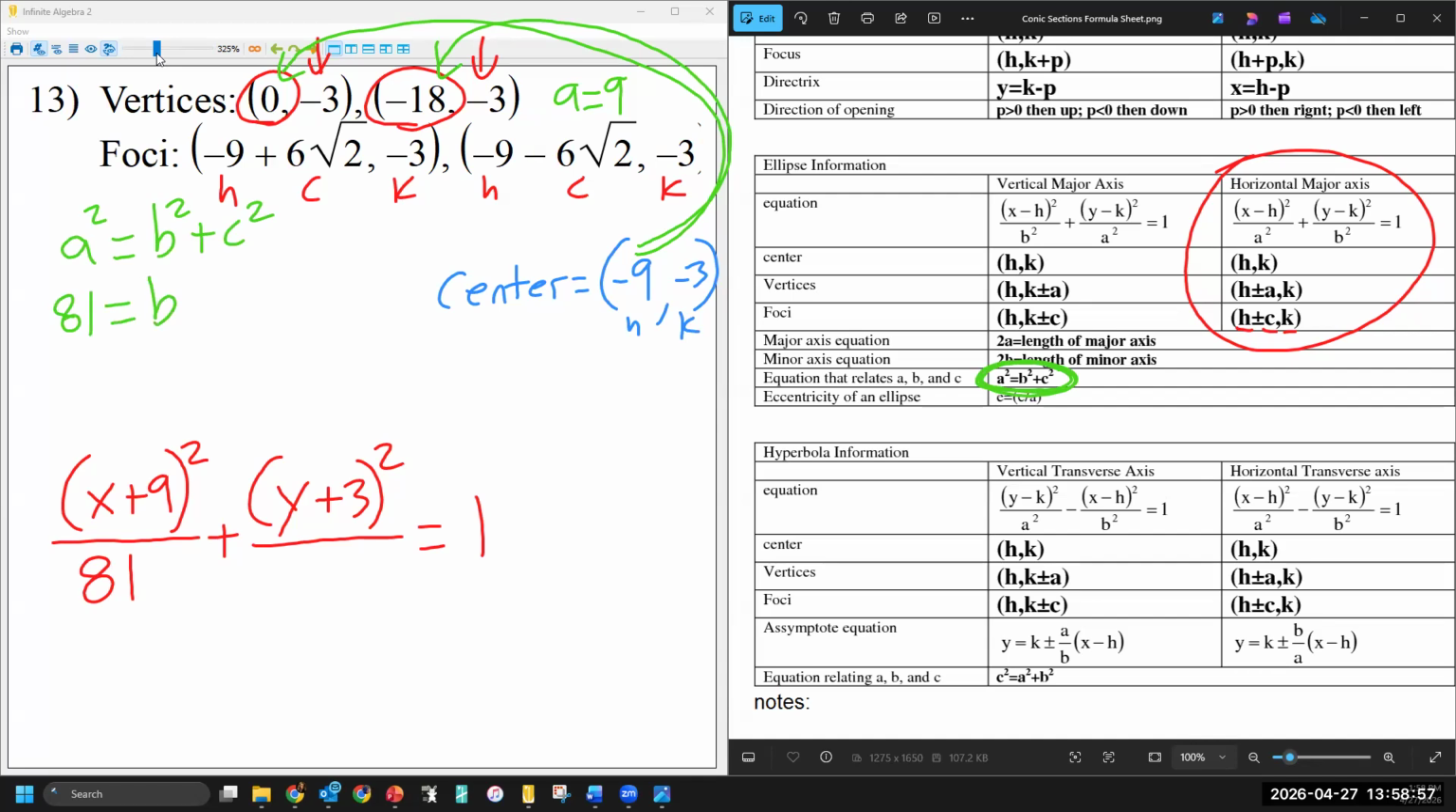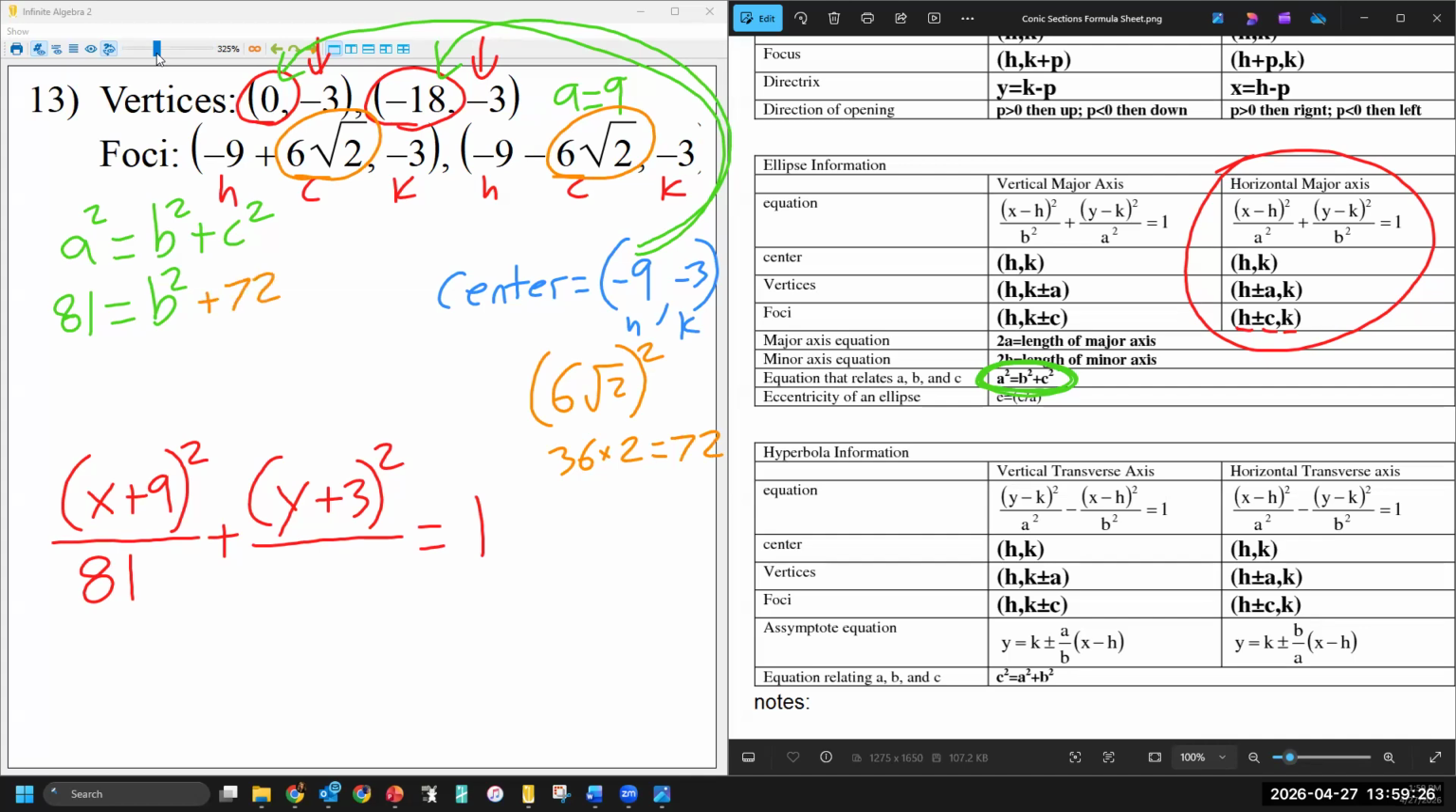We don't know what b squared is. That's what we're trying to find. We do know what c is. We can use that to find c squared. So there's our c value. If I square that, 6 square root of 2 squared, I square the 6 and get 36. If I square the square root of 2, I get 2. And 36 times 2 is 72. All right, so c squared is 72.